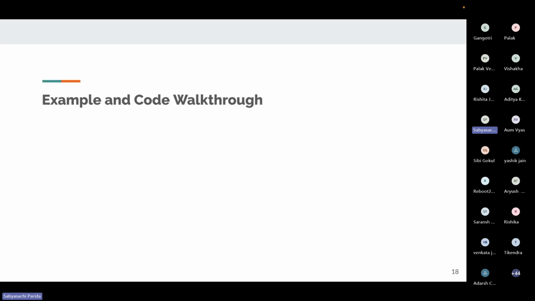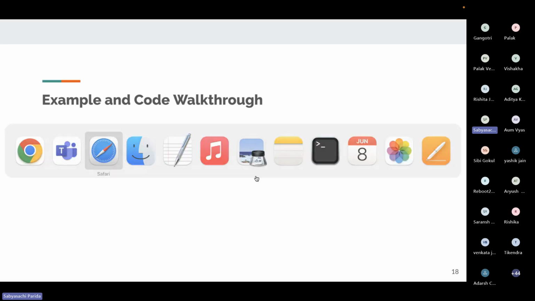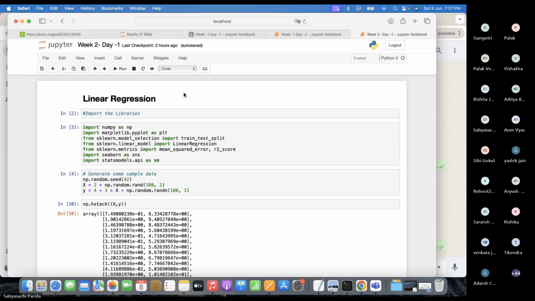So I think today's session would be taking a good amount of time. We have a lot of concepts to cover and a lot of things planned for today. So let me give you an example of how linear regression is done in daily life and how you can do that in Python also. My screen is visible, right? Yes, sir, it is visible.